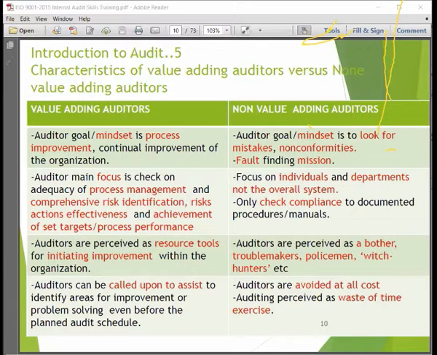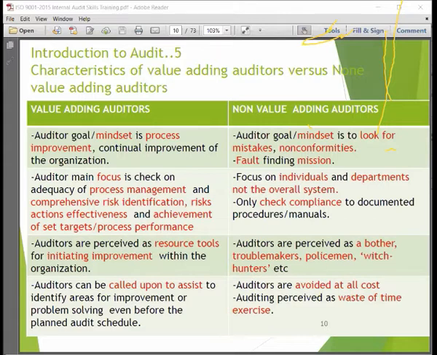So on one side, the value-adding auditors, the auditor goal mindset is process improvement, continuous improvement of the organization. So as you go out to audit, your main goal or mindset, you are asking yourself, how can I improve that process? How can I add value? How can I make it better than I found it?